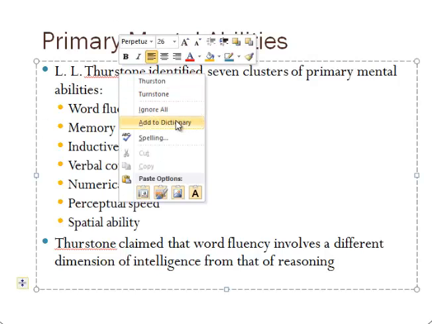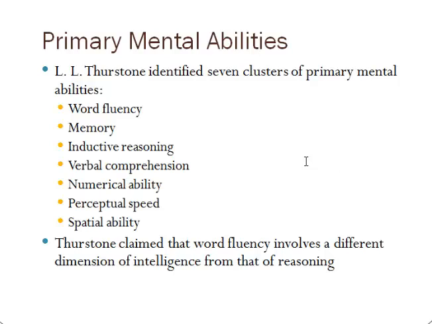L.L. Thurstone, also, of course, an eminent practitioner, identified 7 clusters of primary mental abilities. Well, you've got word fluency: how well you can speak, how well you can remember, how well you can put together words. Memory, well, we all know what memory is. Inductive reasoning, which is the type of reasoning by which you take evidence and try to draw conclusions from it. You see it's cold outside. You see there's snow on the ground. You see that there are no leaves on the trees, and therefore you determine that it is winter. That's an example of inductive reasoning.